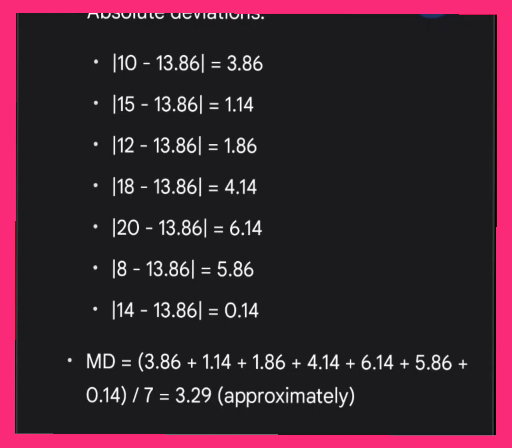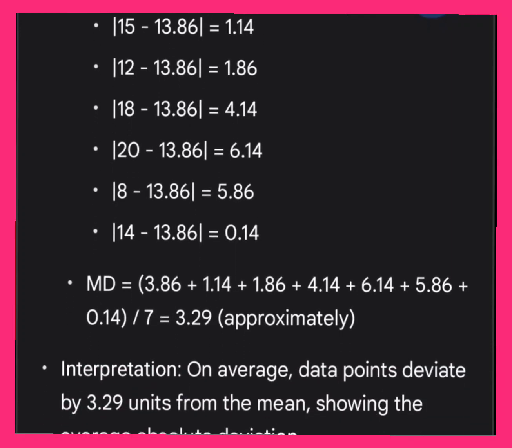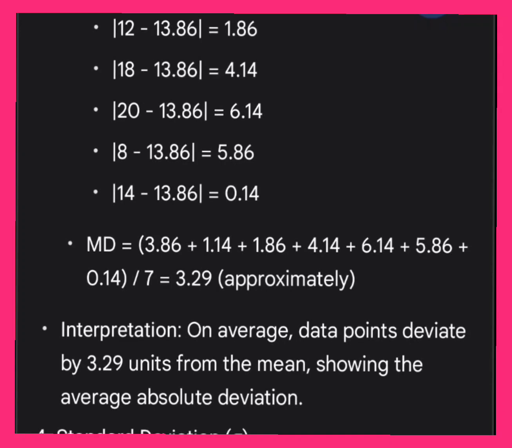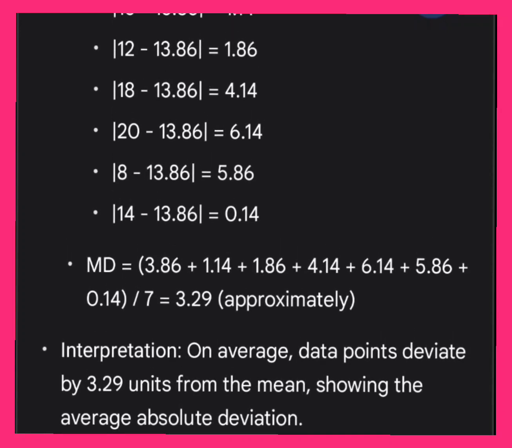MD equals (3.86 plus 1.14 plus 1.86 plus 4.14 plus 6.14 plus 5.86 plus 0.14) divided by 7 equals 3.29 approximately. Interpretation: on average, data points deviate by 3.29 units from the mean, showing the average absolute deviation.